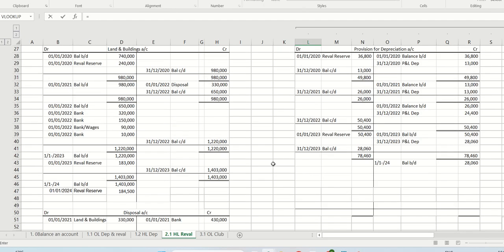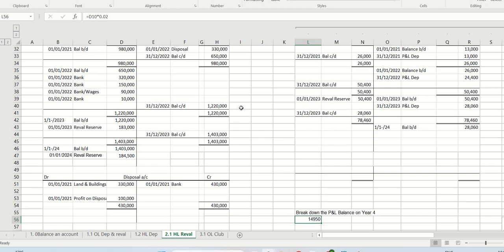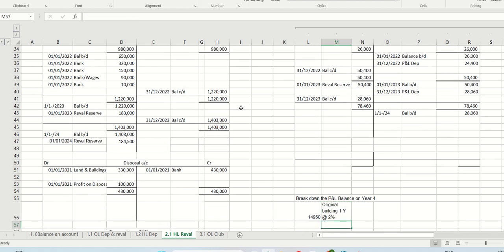So we had two things. We had 1 year, we had revaluation, or sorry, excuse me. We had 1 year of depreciation on the original building at 2%. So the original building, 1 year at 2%.